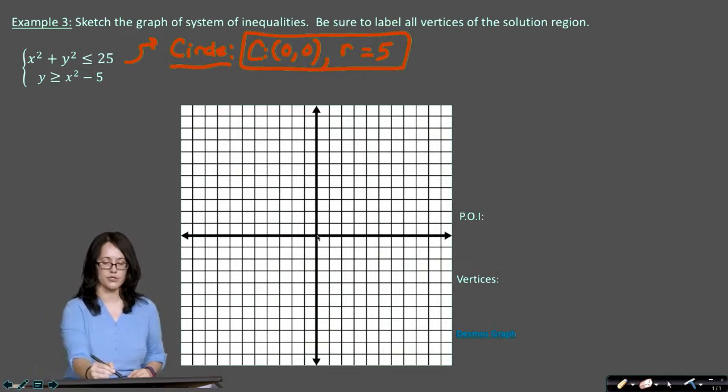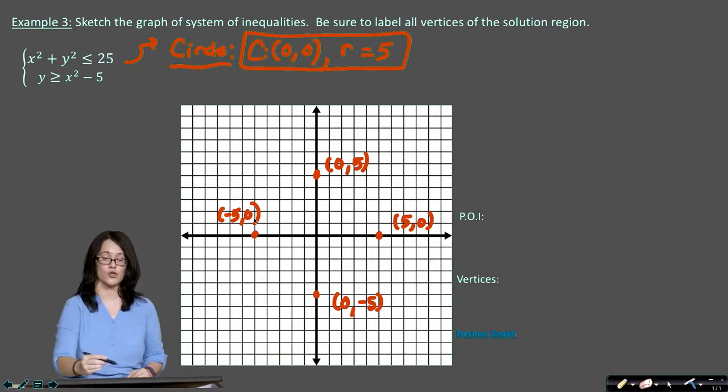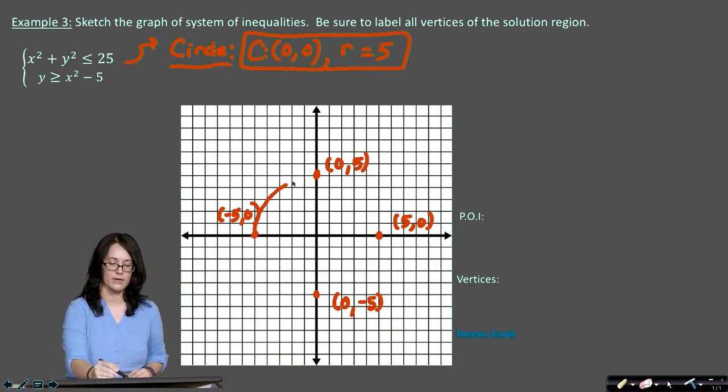So starting at the origin 0, 0, I'm going to go up 5. 1, 2, 3, 4, 5. That's at 0, 5. Right 5. 1, 2, 3, 4, 5. That's at 5, 0. Down 5. 1, 2, 3, 4, 5. That's at 0, negative 5. And left 5 from the origin, 1, 2, 3, 4, 5. That's at negative 5, 0. Okay, draw your solid circle as well as you can.